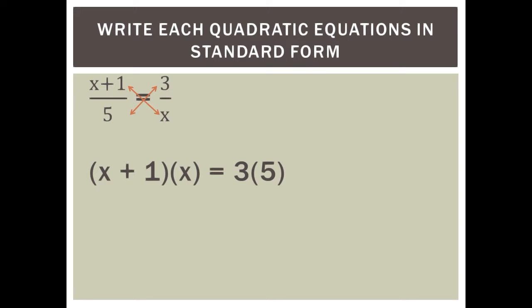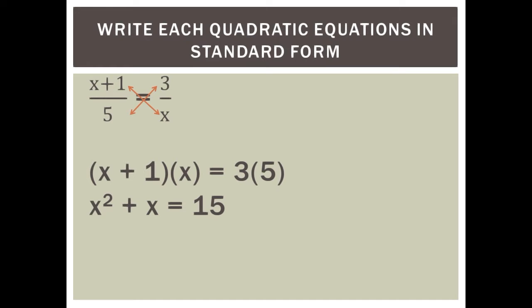Now you can write it like this. (x plus 1) times x is equal to 3 times 5. Now, we need to distribute x. So x times x is x squared, x times 1 is x, and 3 times 5 is 15.